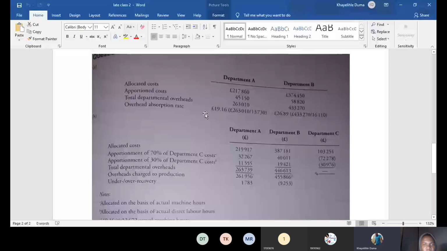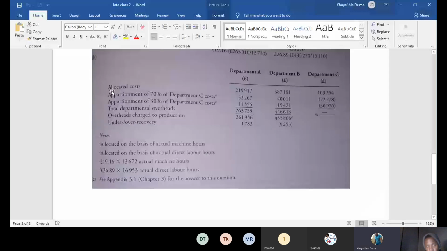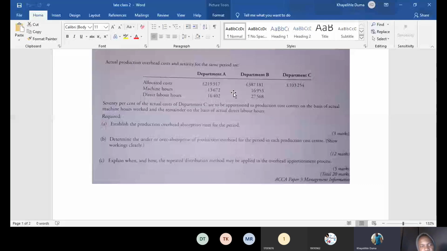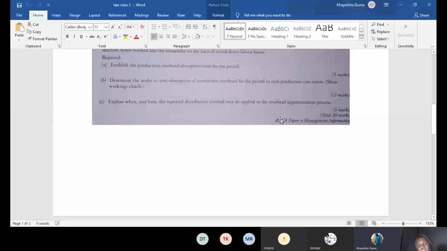Then now you can go to B. B was saying to determine the under or over recovery of production overheads for the period in each production cost center. Show your workings clearly. But what you must understand is that not every time do you have to do it in the form of this table. All the time this table is confusing because it's kind of going down, having to be so accurate. But you can just start by writing it in the form of a paragraph.